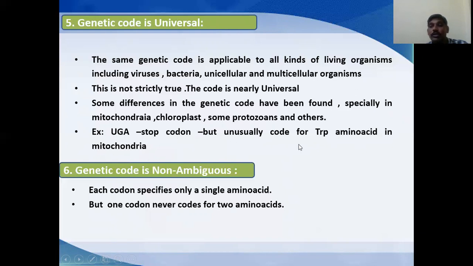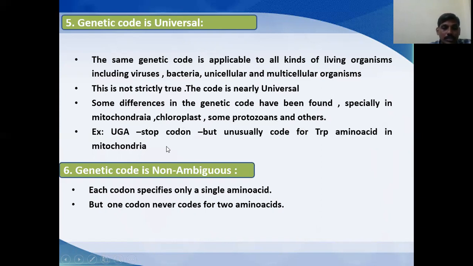It does not normally recognize any amino acid, but unusually, in mitochondria this codon identifies the amino acid tryptophan. In the extranuclear genome, outside the nucleus, mitochondria and chloroplasts have their own DNA, which carries genetic messages. So this codon identifies a different amino acid, though normally it helps stop protein synthesis. So the genetic code is universal, but only nearly universal. In every aspect it is not correct, so this is not strictly true.